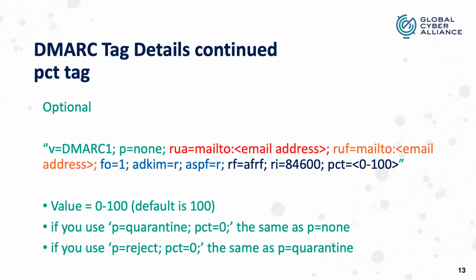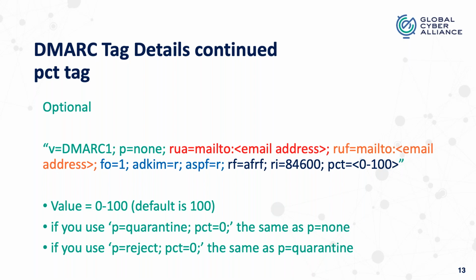Now, what you can do is you can obviously put in PCT equals 5, PCT equals 50. If you put in 5, that means only 5% of the messages are impacted by this DMARC policy. 50, right? 50% of the messages are impacted by this DMARC policy. So which 5% are impacted? Which 50% are impacted? And which 95% are not? Which 50% are not? How do you dictate that? How do you define that? You don't. You can't. The policy doesn't do that.